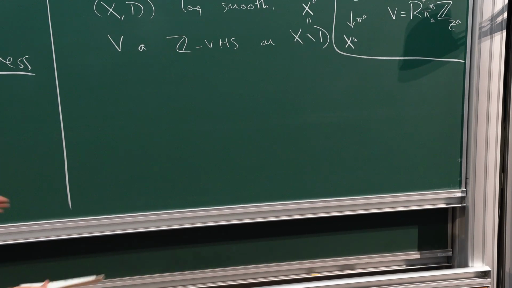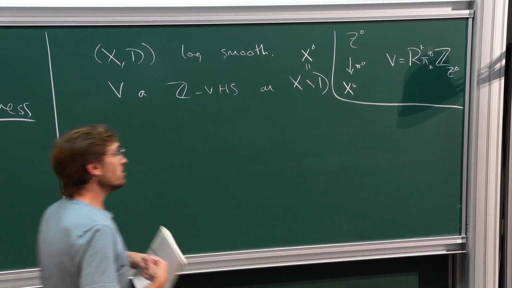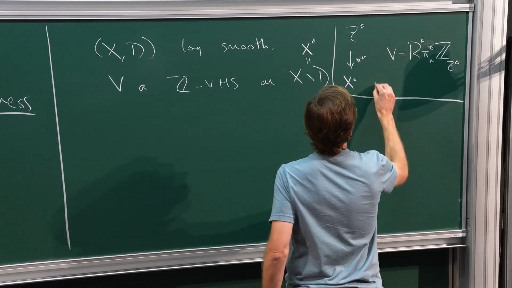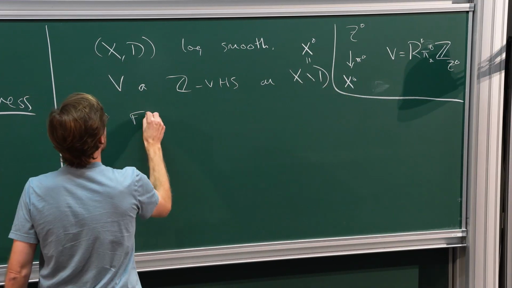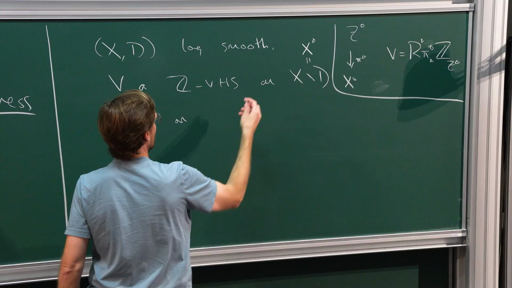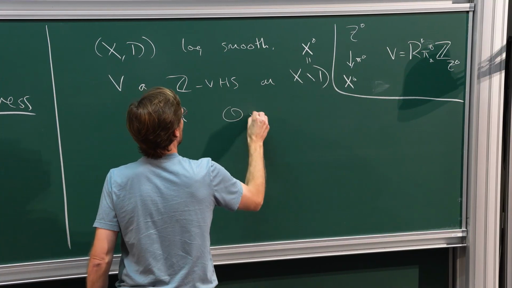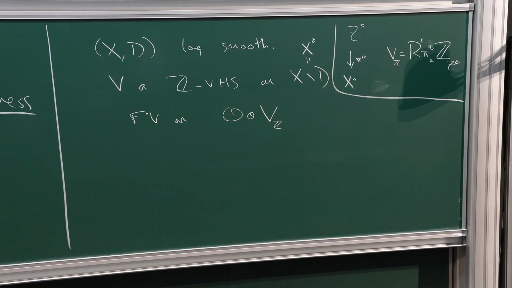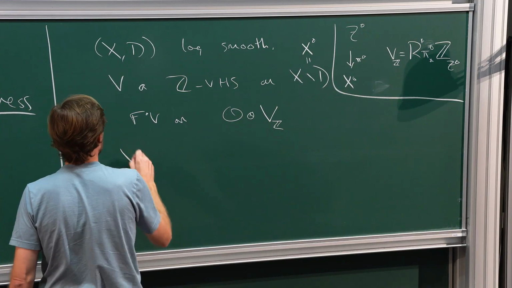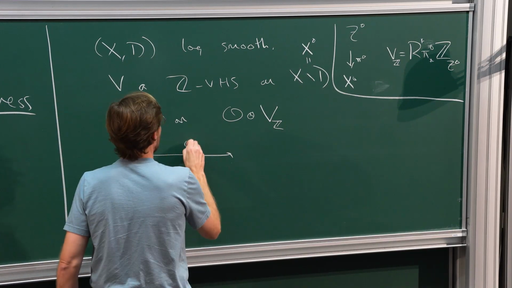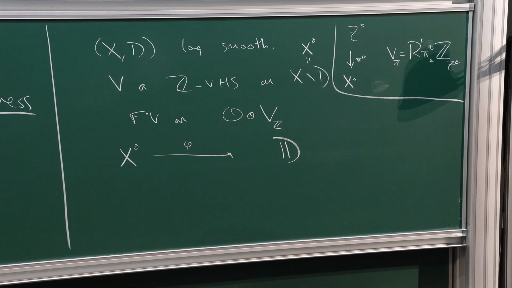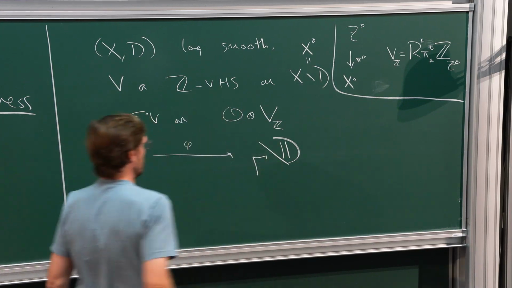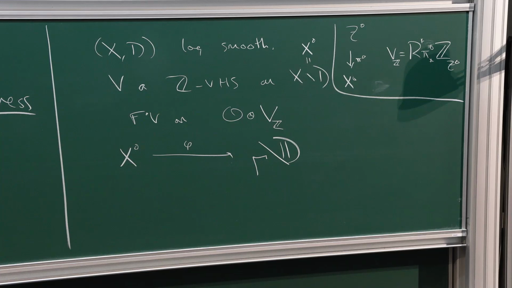Okay, and so again, this carries the structure of a variation of Hodge structure, meaning in particular that there's a filtration F^p V of the associated flat vector bundle, O tensor V_Z, where V_Z is the integral local system. And this leads to a period map from X naught into some period domain parameterizing polarized Hodge structures modulo a group Gamma containing the image of the monodromy representation.